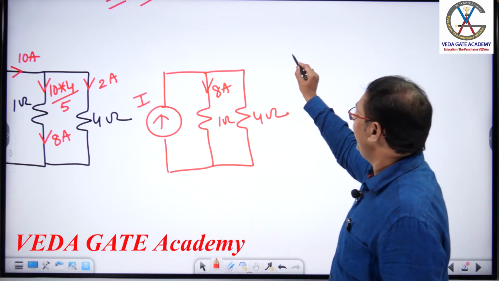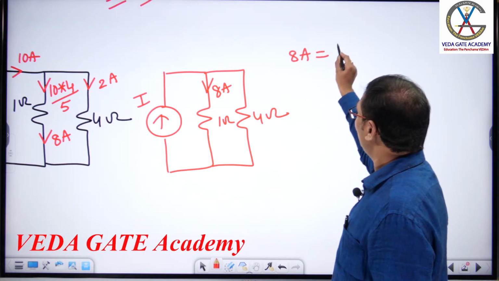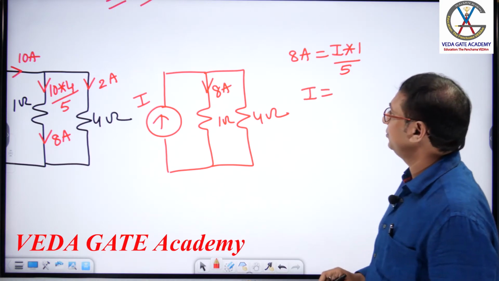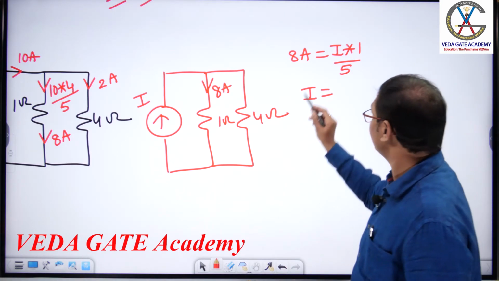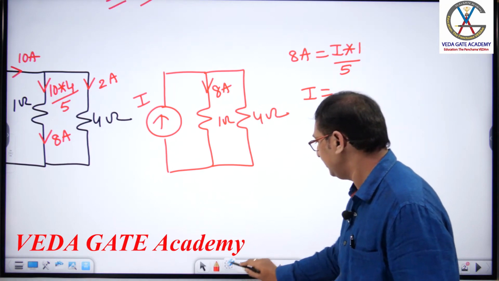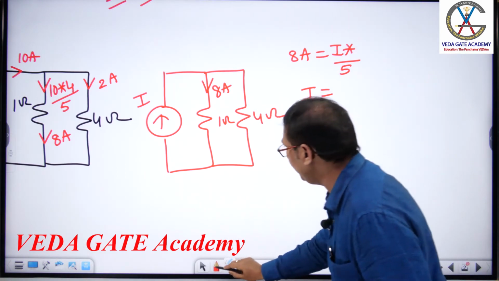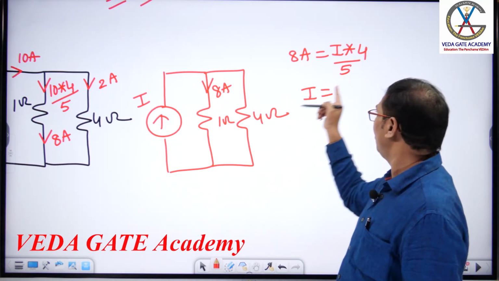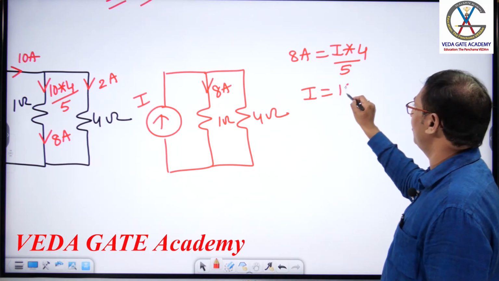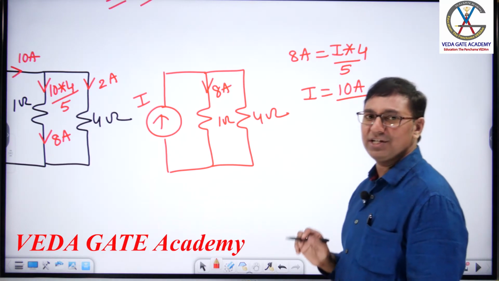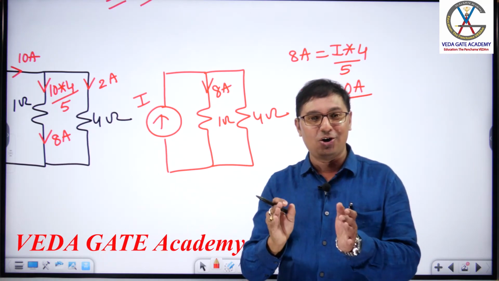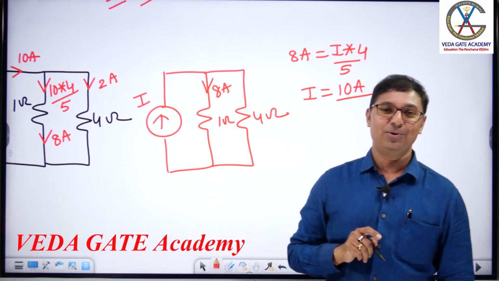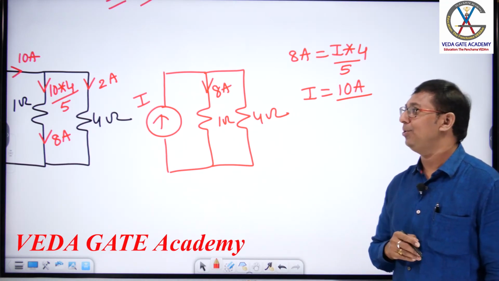How do you do this? 8 amps equals the total current into 1 by 5. What is the value of I? Total current into 1 by 5. The opposite resistance means what you have to put here: 4. Current in this branch equals total current into opposite resistance, 4 by 5. 8 into 5 is 40, by 4, it is 10 amperes. Now, how do you use the statement? To apply current division, the circuit should be a parallel circuit and any one current should be known.